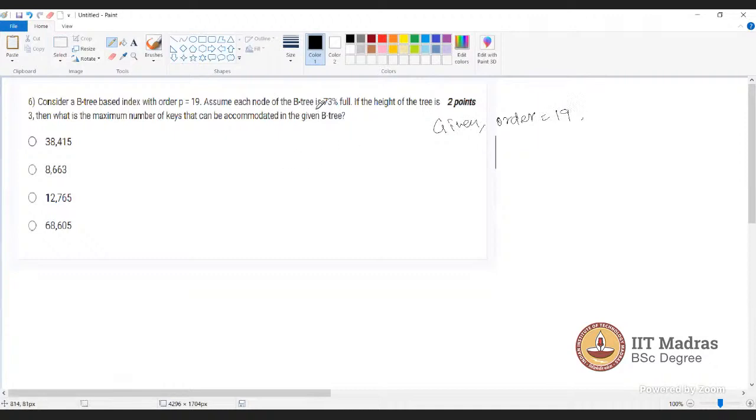Here you can see, assume the B+ tree is 73% full. So each node is only 73% full. That means how many block pointers are there? So you have to calculate. So how to calculate that? 19 into 73%, and that is approximately 14, right?